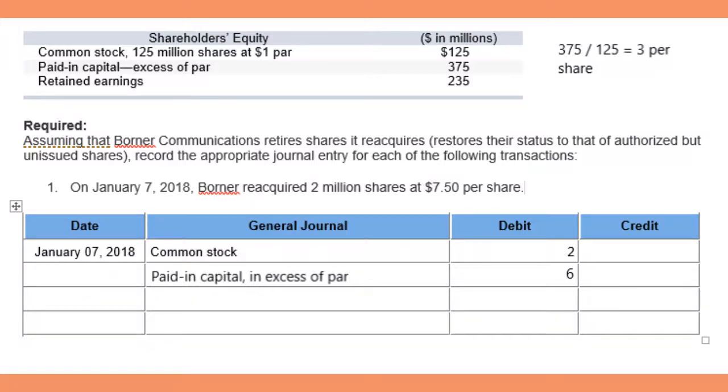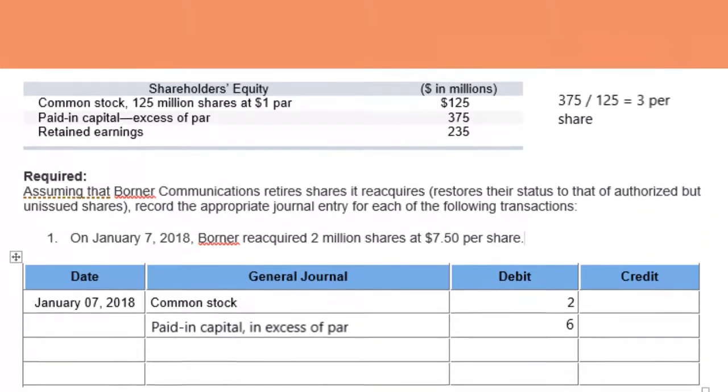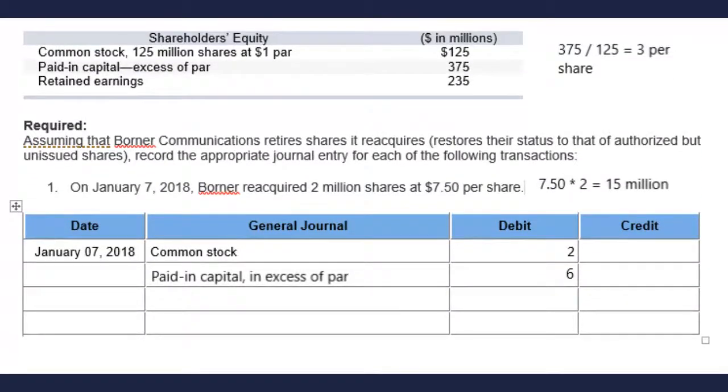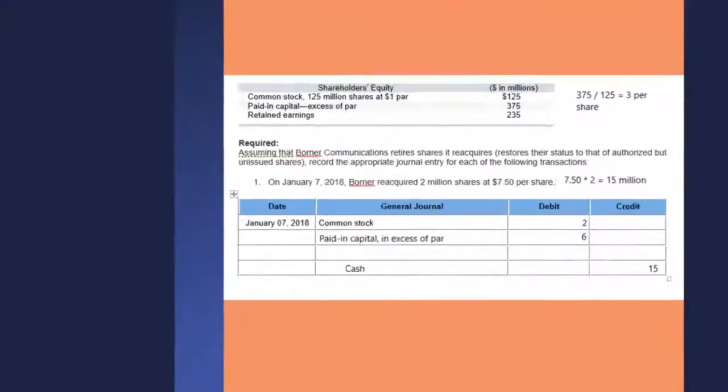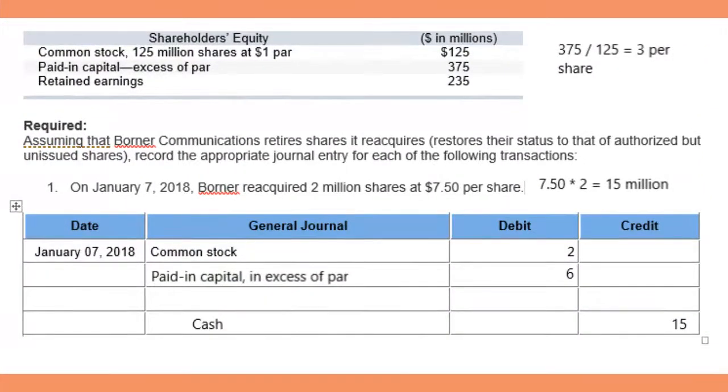Well, we've got 2 million shares and we paid $7.50. So what we need to do is take that 7.50 times 2. Right there, you should see in the middle of our screen, we've done the calculation. That gives us 15 million. So now we actually know how much cash we spent on this. So we need to hit our cash account or reduce our cash by 15 million. Now, how do we do that? Well, to reduce cash, guess what? We're going to credit our cash. So we're going to credit cash for that 15. Now, obviously, we're not balanced. So what's the deal here?